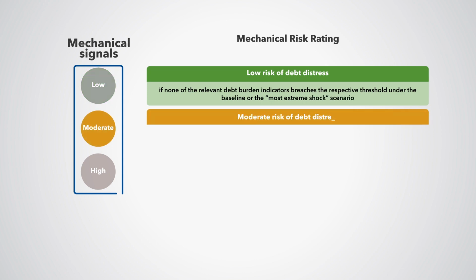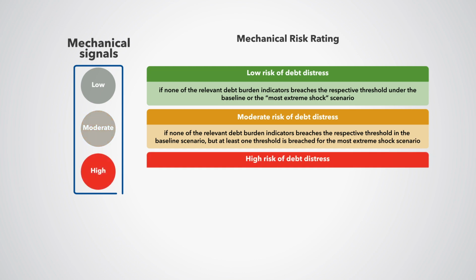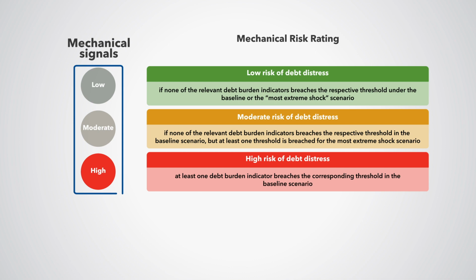Second, moderate risk of debt distress if none of the relevant debt burden indicators breaches the respective threshold in the baseline scenario, but at least one threshold is breached for the most extreme shock scenario. And third, high risk of debt distress if at least one debt burden indicator breaches the corresponding threshold in the baseline scenario, which automatically implies the threshold is also breached for the most extreme shock scenario.